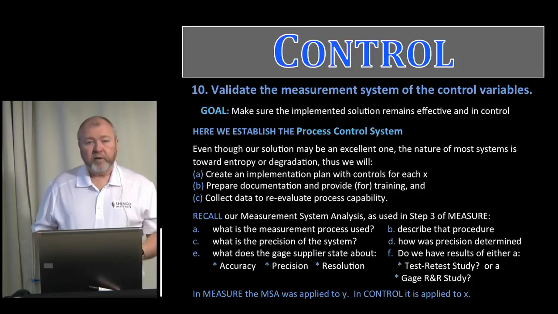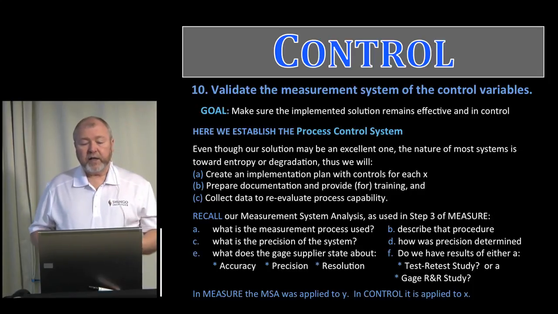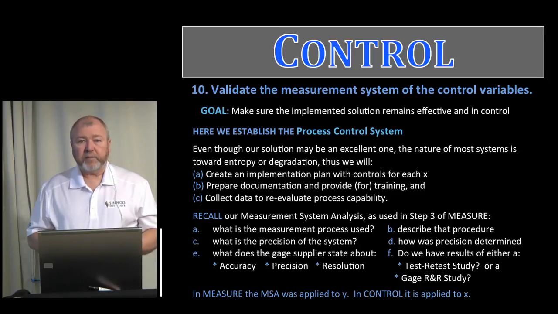So step 10 is to validate the measurement system of the control variables. So I say step 10, 11, and 12 in the control phase because a lot of times you'll see 3 steps listed for each of define, measure, analyze, improve, and control. Now the measure, analyze, improve, and control are the real guts, the real heart of the Six Sigma project. The first part, definition, we usually just list those steps as ABC. And then for measure, we have steps 1, 2, 3.